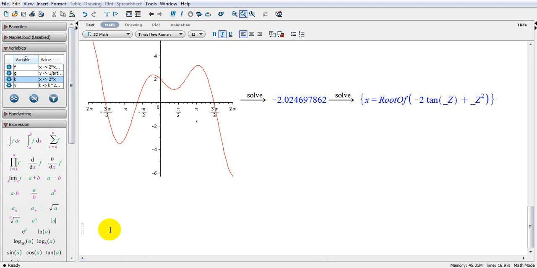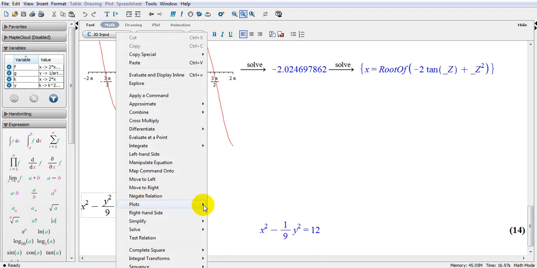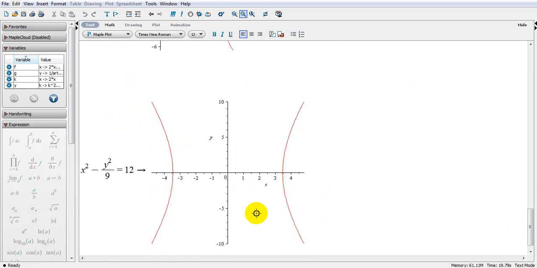I would like to add a simple function here, x squared minus y squared divided by 9 equal to 16, and this is how it looks. I just want to plot that, so I plot it in 2D, and this is its exact shape.